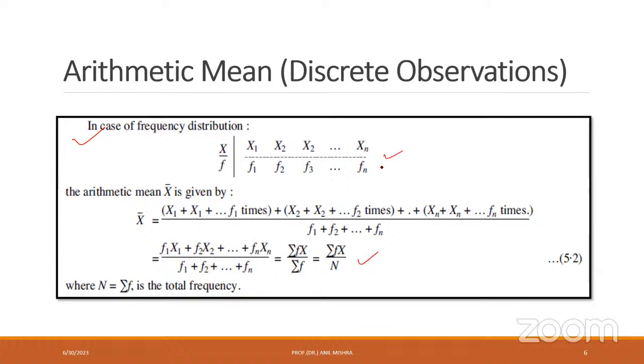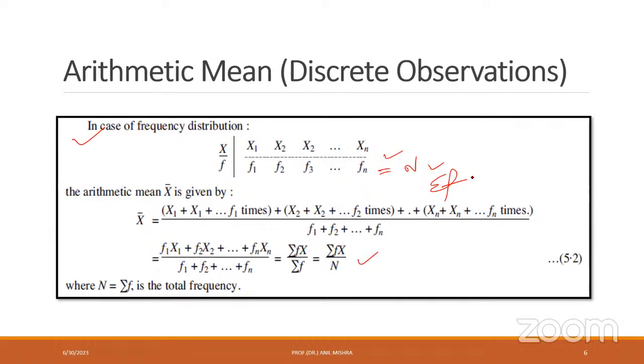The total number of observations is nothing but the summation of frequency. If you just add the frequencies, that is the total number of observations, right? So what to do? We just multiply the corresponding frequency with the variable and divide by the total number of frequencies.